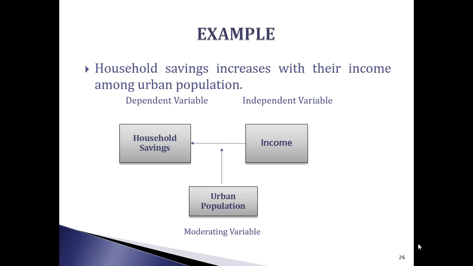In another example, household savings increase with their income among urban population. Here, the dependent variable is household savings, independent variable is income, and moderating variable is urban population. So, income of households among urban population affects household savings.